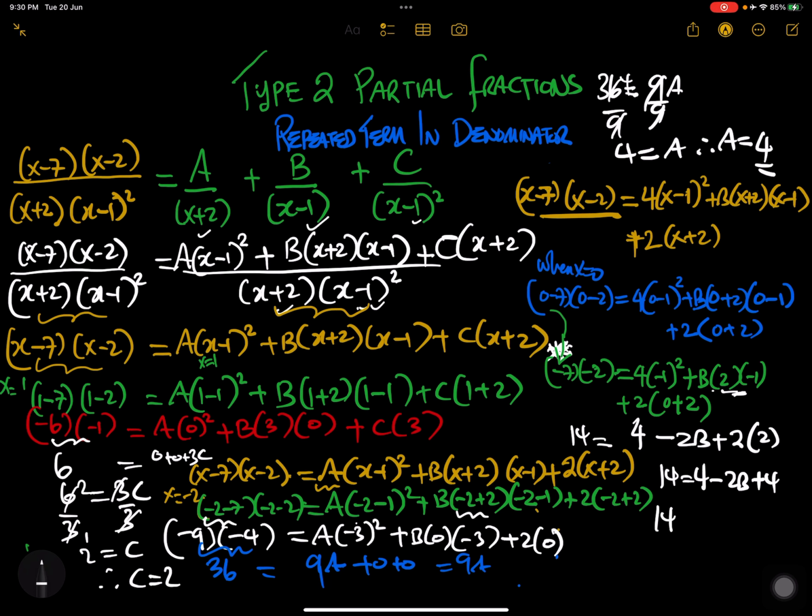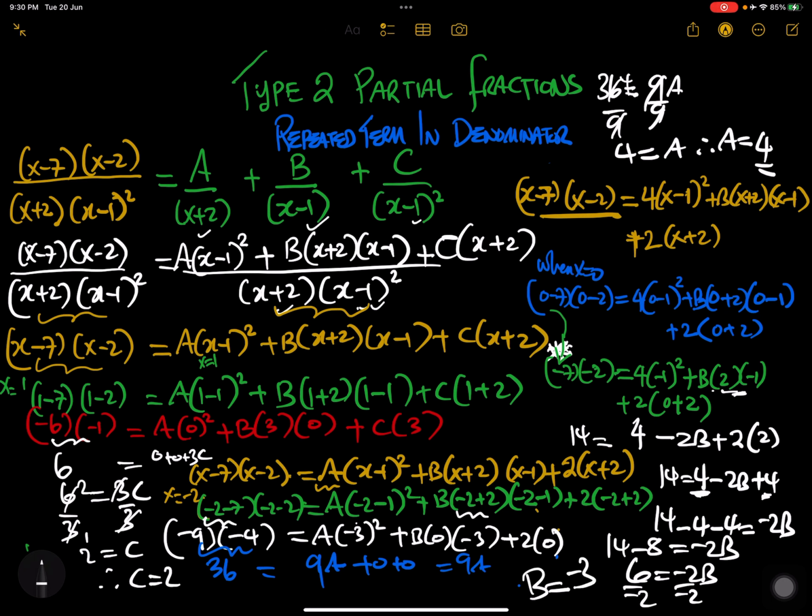Then we are going to have 14 minus 4 minus 4, because this 4 is positive and this 4 is positive, so we move them to the left hand side. On the right hand side, we are just left with negative 2b. So we get 14 minus 8 is equal to negative 2b. We get 6 is equal to negative 2b. Then we divide by negative 2, and we can see that our b is negative 3.